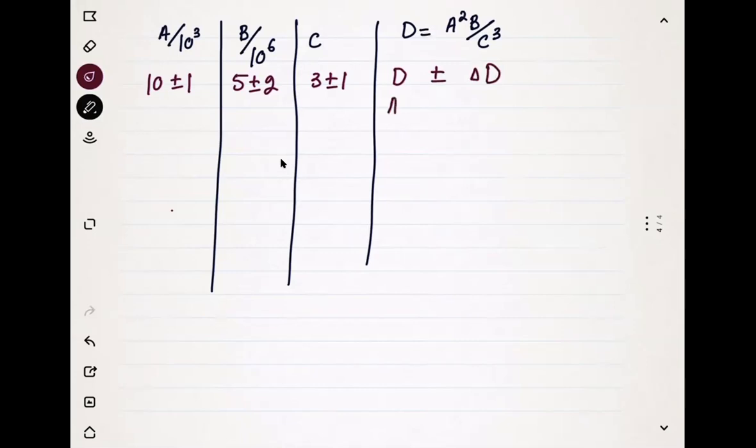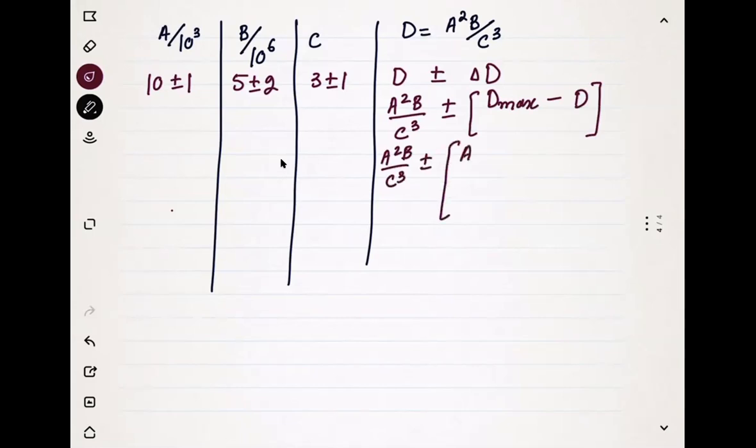Now D will be A square B over C cube, and delta D will be equal to D maximum minus D. D maximum would be A maximum square into B maximum over C minimum cube, and minus it would be A square B over C cube. So this is the calculation.